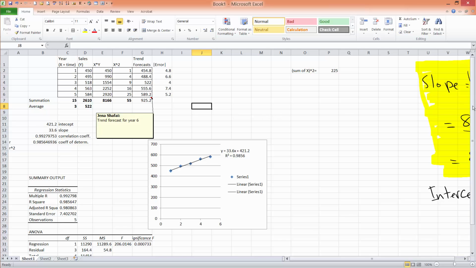Okay, I think that should do it for trend projection and regression, a simple regression analysis. And this is all a review from your statistics course. Thank you.